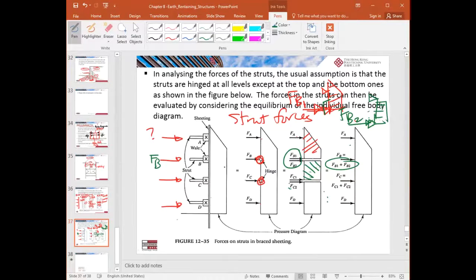Similarly, you can work out FC. FC is equal to FC1 plus FC2, right? FC1 is here, and FC2. So you add these two to give you FC. It's quite an easy job, right?